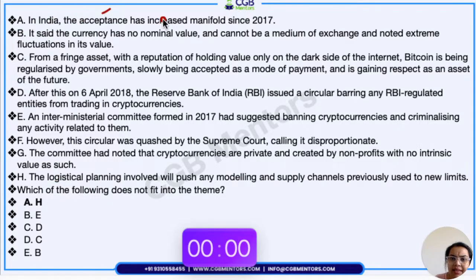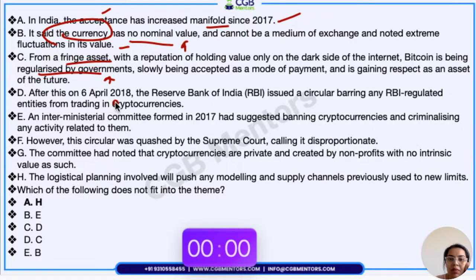In India, the acceptance has increased many folds since 17. So acceptance of something is being discussed. It is said that the currency has no nominal value and can be a medium of exchange and noted extreme fluctuation in its value. So it is about the value of currency. From a fringe asset with a reputation of holding value only on the dark side, Bitcoin is being regularized by government. So we understand again it is currency, a non-regularized one, and this is the Bitcoin we are talking about.